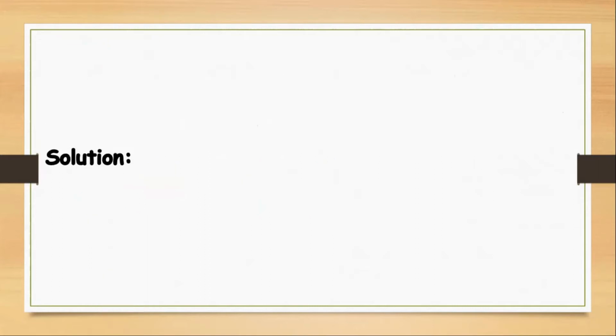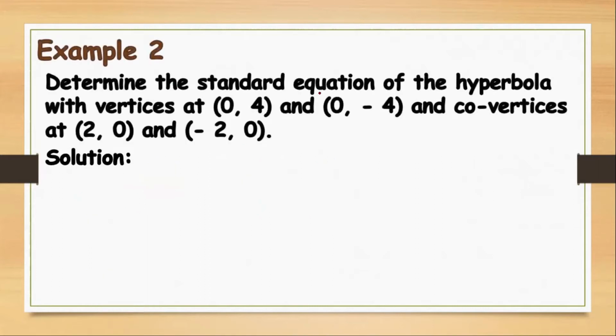So let's continue with our example 2. Determine the standard equation of the hyperbola with vertices at (0, 4) and (0, -4). Take note that the vertices are on the y-axis and the co-vertices are at (2, 0) and (-2, 0). So if our vertices are at (0, 4), our a is equal to 4 units from the origin. And if our co-vertices are at (2, 0), our b is equal to 2 units from the origin. And so our equation will be easy.